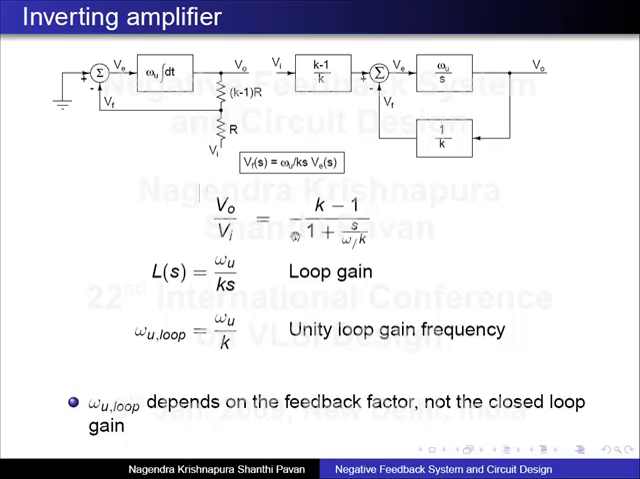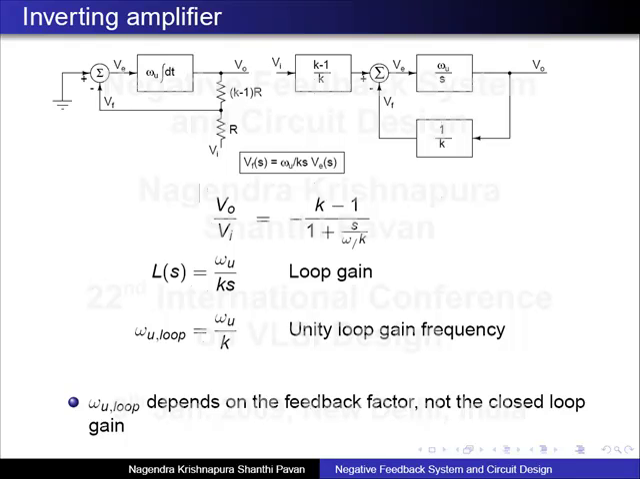But you see that the denominator is exactly the same. The gain of this is k minus 1, the gain magnitude. But the denominator is the same as before. Okay. The loop gain is still the same as before. So it's not really related to the closed loop gain, but it's related to how the loop is. Okay. The loop is exactly the same as before.